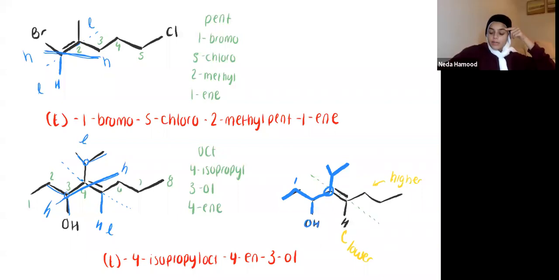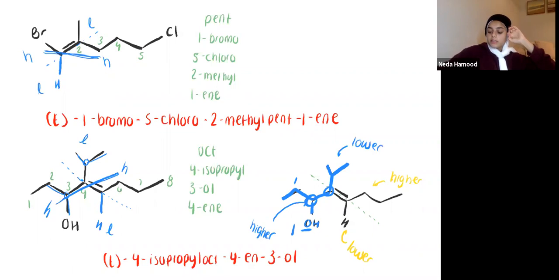And we know that OH, having an oxygen connected to something, automatically means that it's going to win. So that has another point for being a higher priority group. So that means that this carbon over here is going to be higher, because that's what we're comparing, this carbon right here. And then this one is going to be lower.